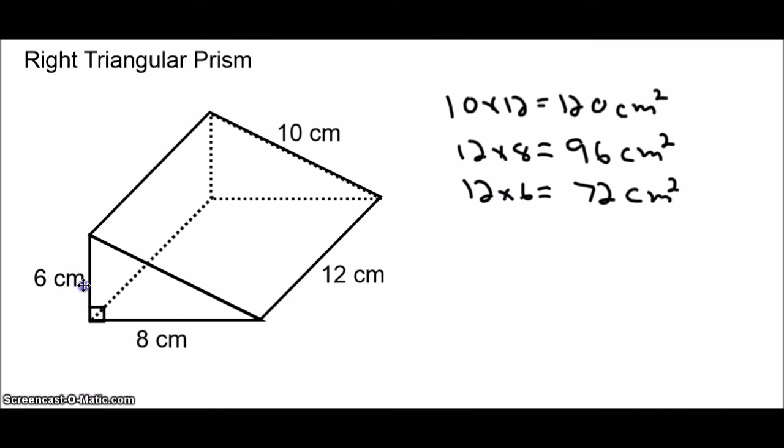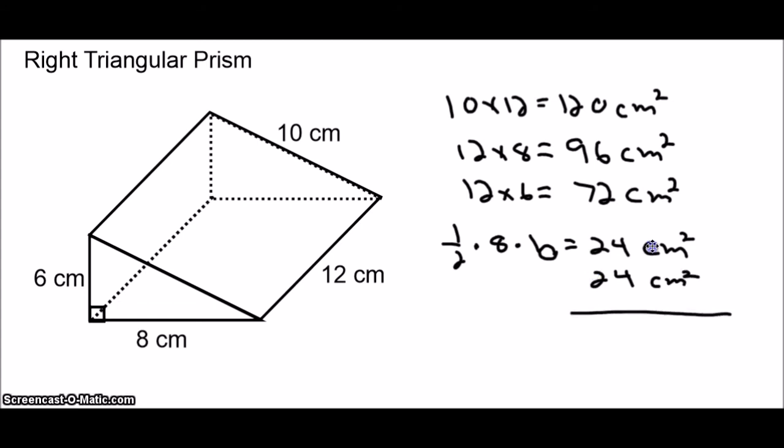Since this is a right triangle, the height of the triangle is 6, the base is 8. So we'll do 1/2 times base of 8 times height of 6. Half of 8 is 4. 4 times 6 is 24. So this end is 24 square centimeters. We have 2 of those, so we can either just double that answer or write it down again.